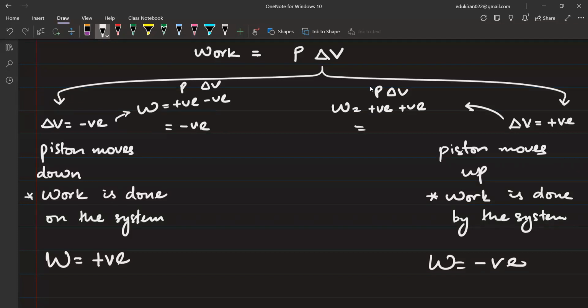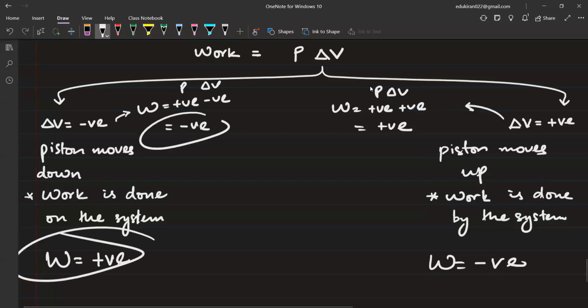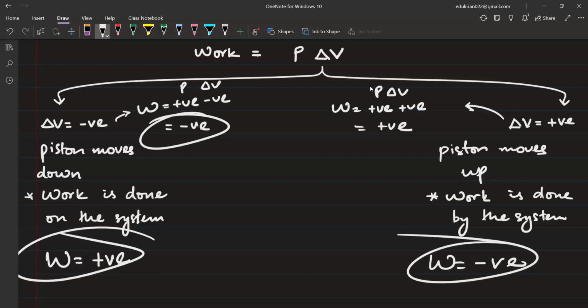So work will be coming out to be what? Work will be coming out to be positive. So when it should be coming positive, it is coming negative. When it should be coming negative, it is coming positive. So the best option is to add a minus sign here.